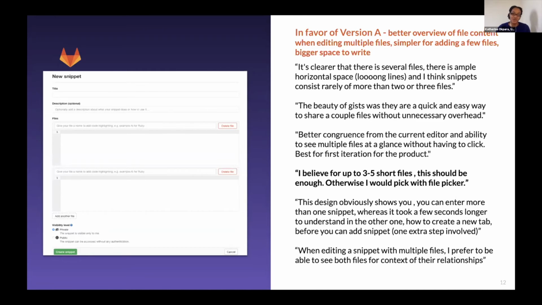Even though the majority voted for B, version A actually had a lot of different arguments. So what it came down to was the different use cases. So for people who don't want to add very many files to a snippet, they were interested in a bigger space for editing their files and a simpler overview rather than having to go back between the different tabs, just being able to see it all in one place, say they're only adding 2 files. So that was kind of the main argument for version A.